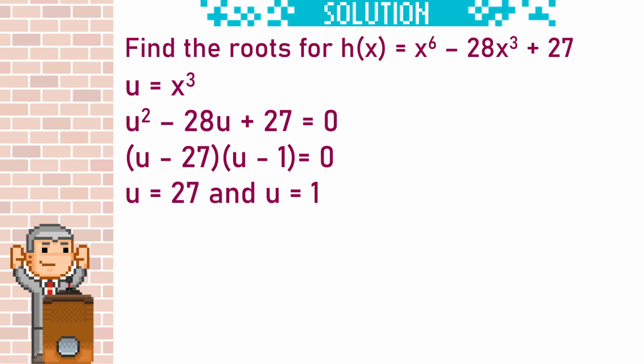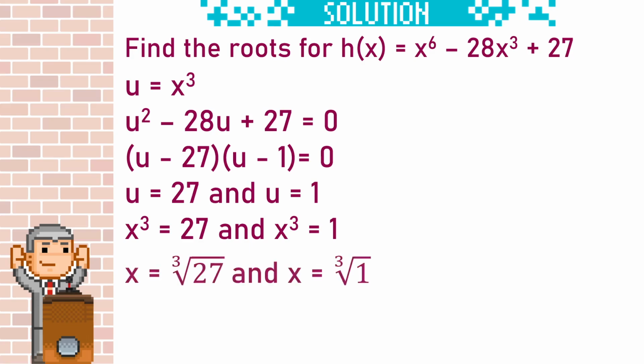The question is talking about x, so we need to figure out what this is in terms of x. So we're going to substitute the x cubed back in for the u. So we've got x cubed equals 27 and x cubed equals 1. And then we can solve those both by cube rooting both sides and get our answers of x equals 3 and x equals minus 1.